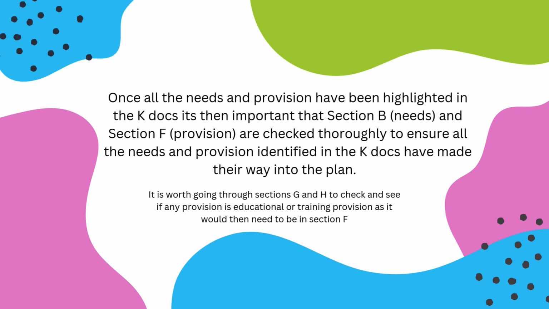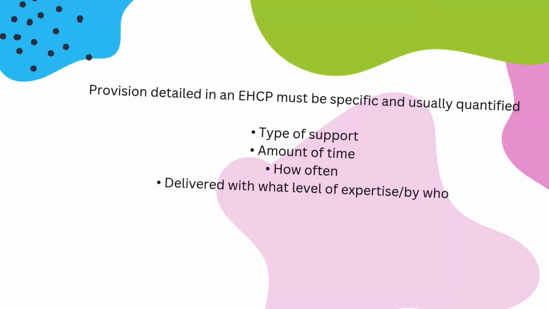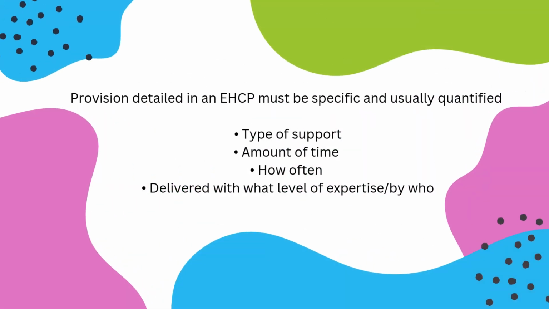It is worth going through Sections G and H to check and see if any provision is educational or training provision, as it would then need to be in Section F. Provision detailed in an EHCP must be specific and usually quantified. This would need to include the type of support, the amount of time, how often the provision will take place and who it will be delivered by.